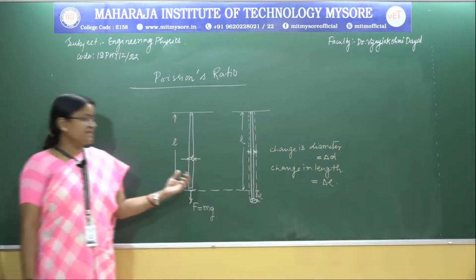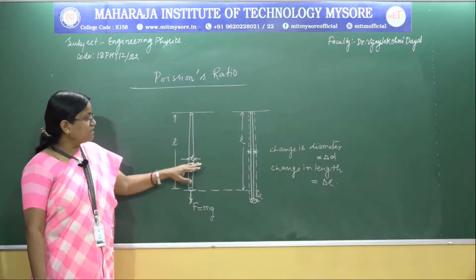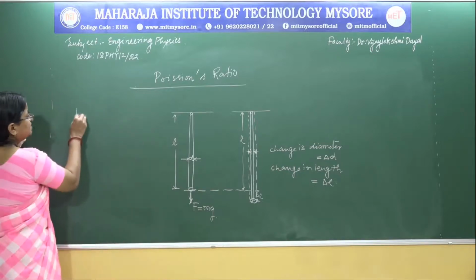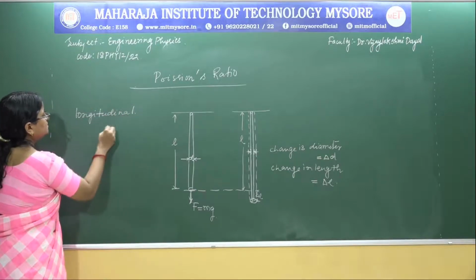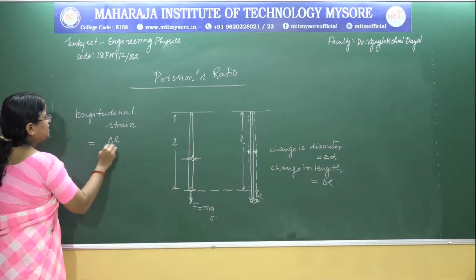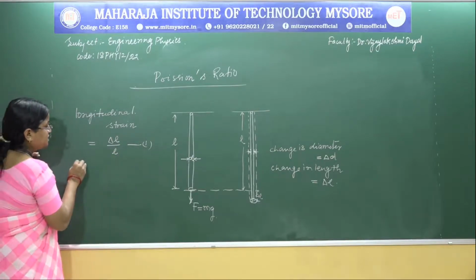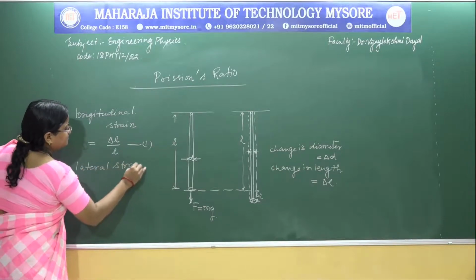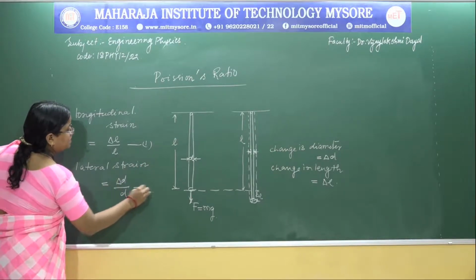So here two types of strain are occurring. One is the change in length, and the other is the change in diameter. The change in length, as usual, we call longitudinal strain, and that is equal to delta L by L. The lateral change in the diameter we call lateral strain, and that is the change in the diameter by the original diameter.